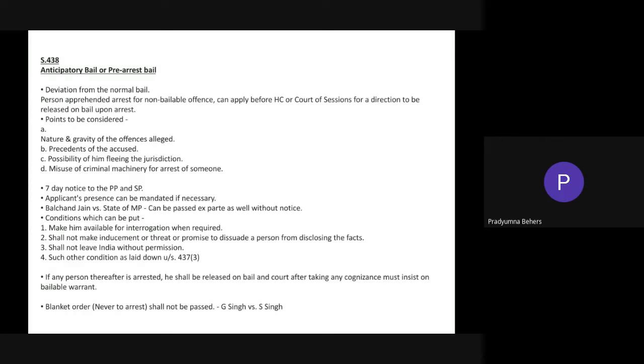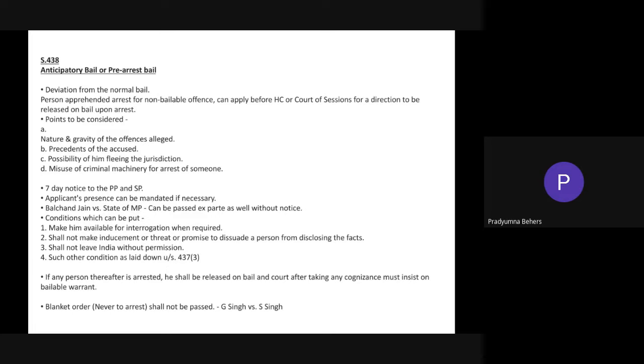Points to be considered are the nature and gravity of the offences alleged, the antecedents of the accused, that is, what the criminal antecedents of the accused are, and the possibility of him fleeing the jurisdiction, that is, whether he can actually leave the jurisdiction of the court. Another ingredient to be looked into is misuse of criminal machinery for arrest of someone. All of these are to be considered before granting an anticipatory bail to the accused.